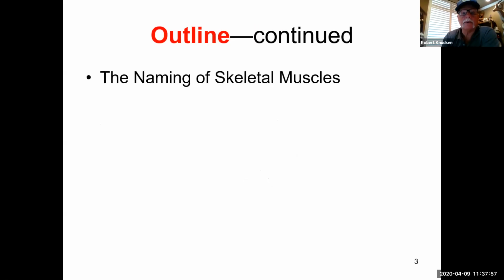The naming of skeletal muscles. I've been discussing this with the team. Just to have you do the illustrations would be a disservice. So we're looking into your online textbook, and there's a section on Atlas that has muscles, and we may go into that. I'll let you know at the beginning of the week how I'm going to construct that.